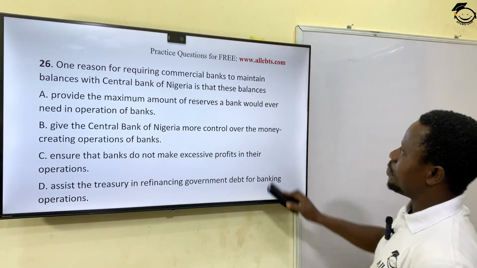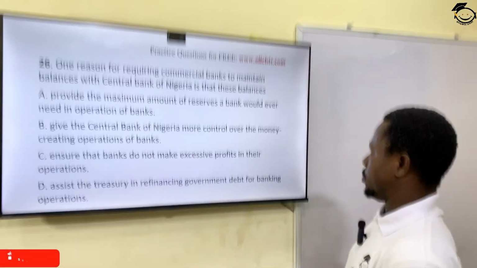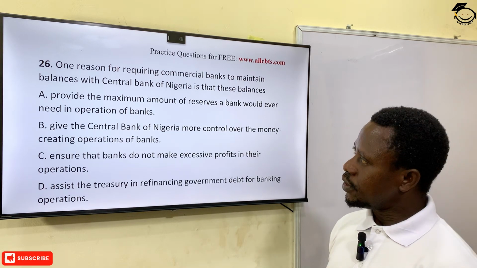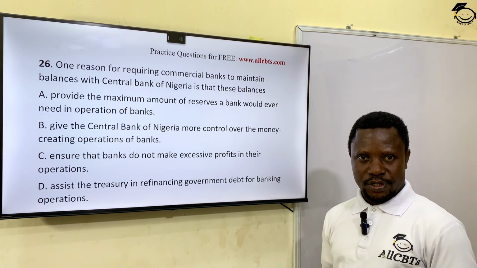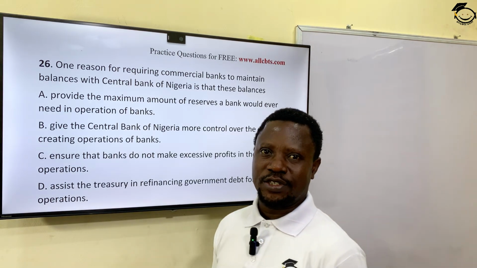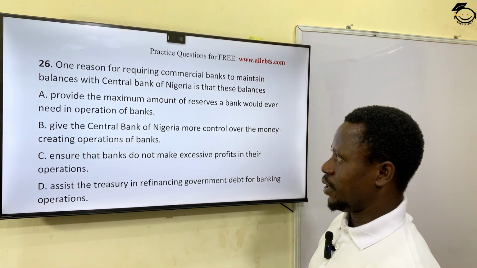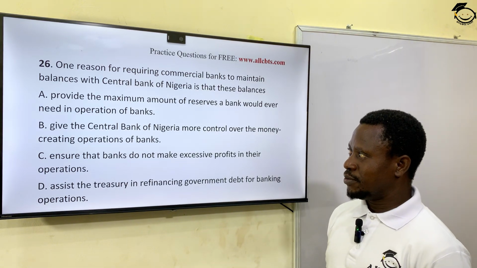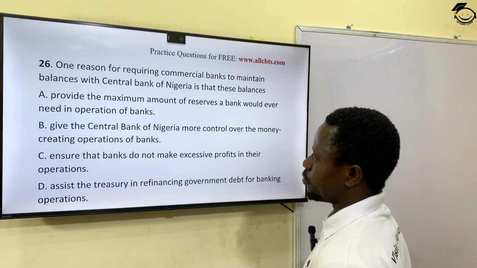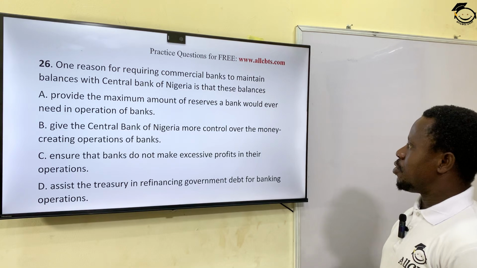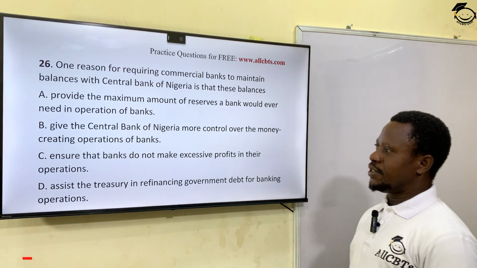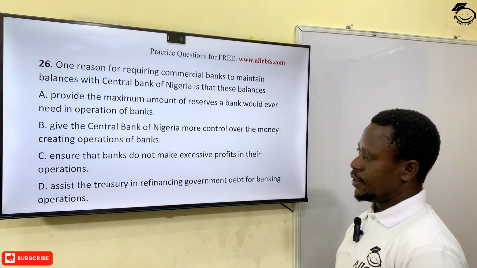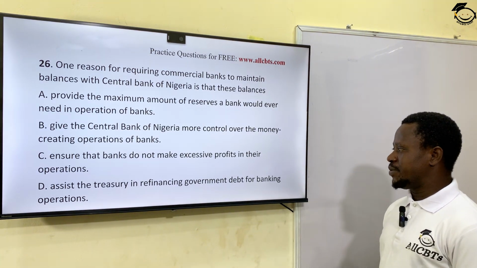One reason for requiring commercial banks to maintain balances with Central Bank of Nigeria is that these balances, there's a law in Nigeria where they have cash reserve ratio. The commercial bank has cash reserve with the central bank. Okay? Why is this done? A, to provide the maximum amount of reserves a bank will ever need in operation for banks. B, give the Central Bank of Nigeria more control over the money creating operation of the banks. C, ensure that banks do not make excessive profit in the operation. D, assist the Treasury in refinancing government debt for banking operation.